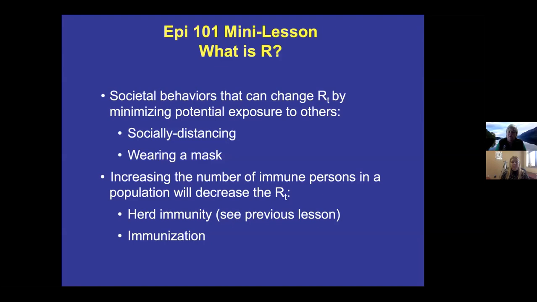Increasing the number of immune people in a population also will decrease your R. The two ways you can do that are either through herd immunity, which we talked about last week and is not recommended for COVID, or through immunization, which is hopefully the way that we're going to be able to stop this pandemic in the future.